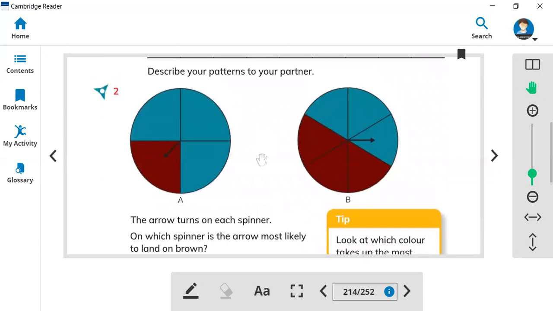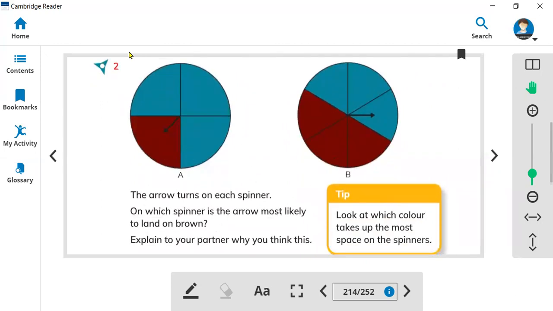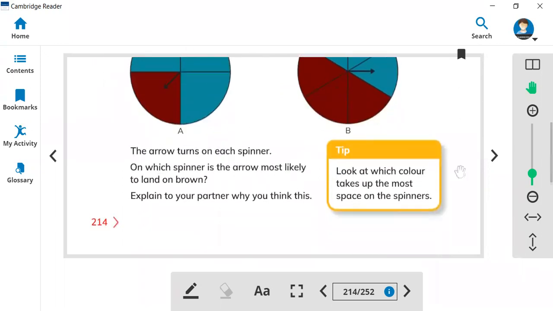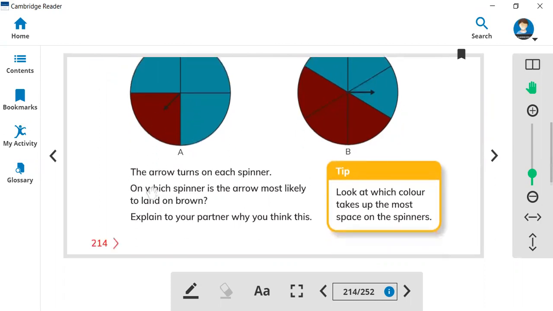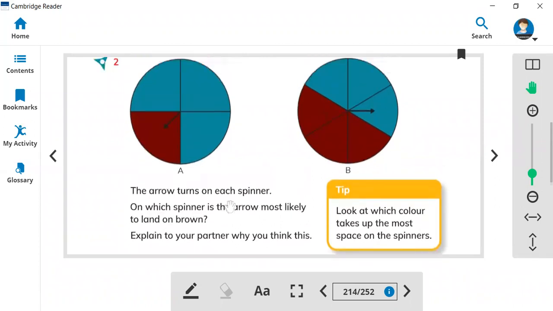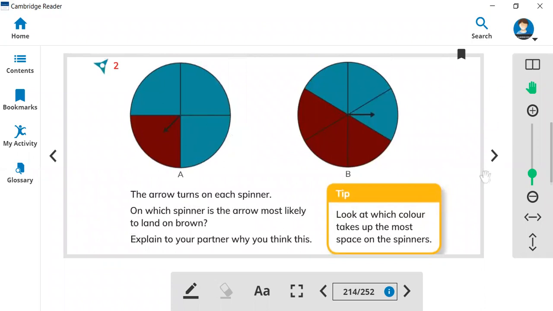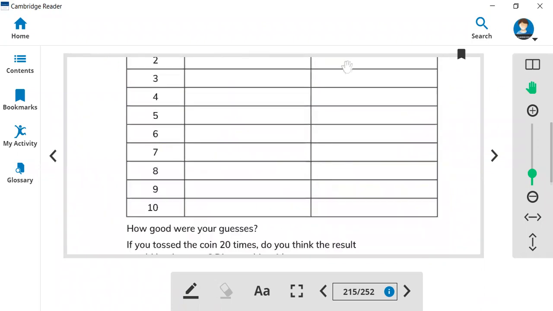So here is question number two, guys, and here we got a circle A and circle B. So you have to color the pattern according to these circles. The arrow turns on each spinner. Look at the arrow. They are turning on each spinner. On which spinner is the arrow most likely to land on brown? So you have to choose which comes more.